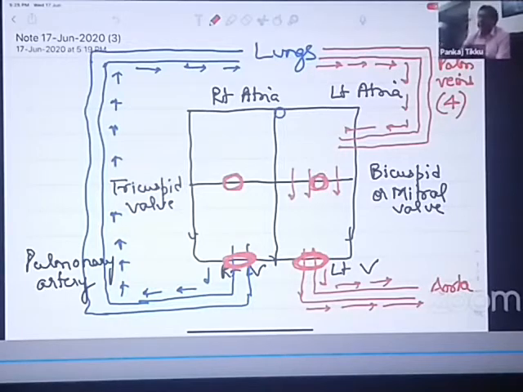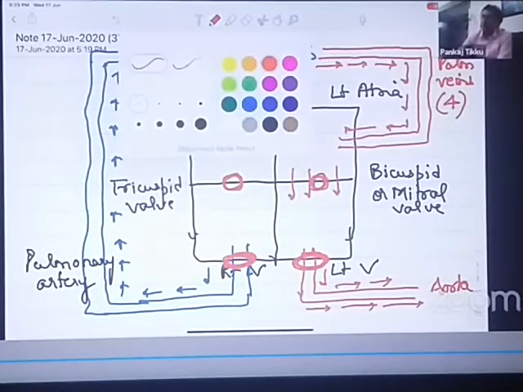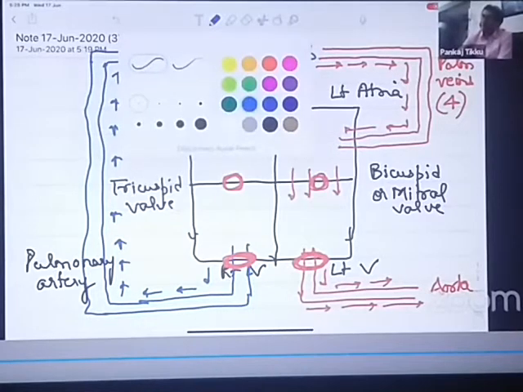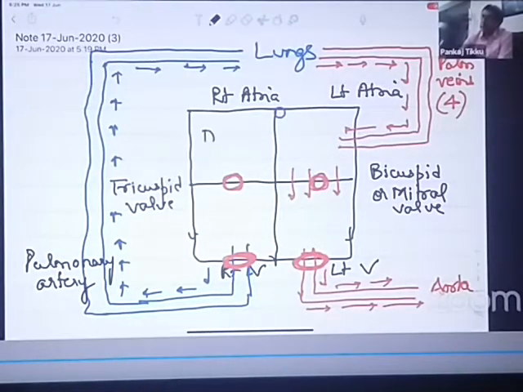Blood from the lower half of the body and the upper half of the body enters into the right atria. So this is all deoxygenated blood. This deoxygenated blood then enters into the right ventricle, and from the right ventricle it enters into the pulmonary artery. You can see this blood is going into the pulmonary artery and it is going up into the lungs for oxygenation.